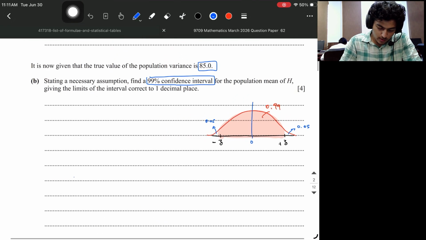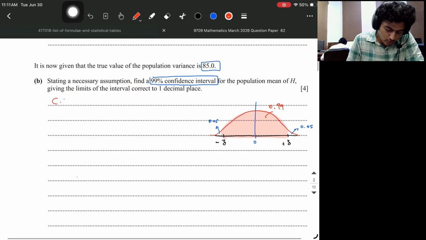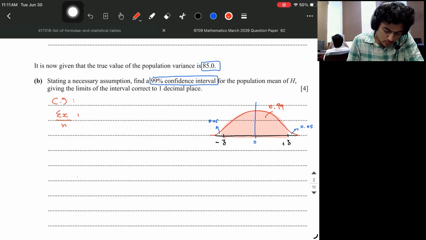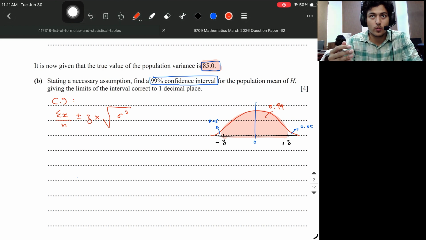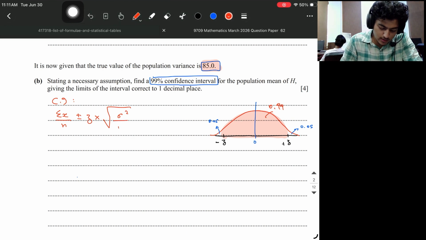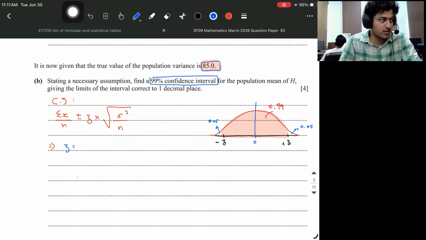Now, moving forward, you need to remember the formula for confidence interval: sigma x over n plus minus the z value multiplied by the square root of the standard deviation squared, which over here is our variance, divided by the sample size. Before we move on, we need to find the z value corresponding to the 99% confidence interval.